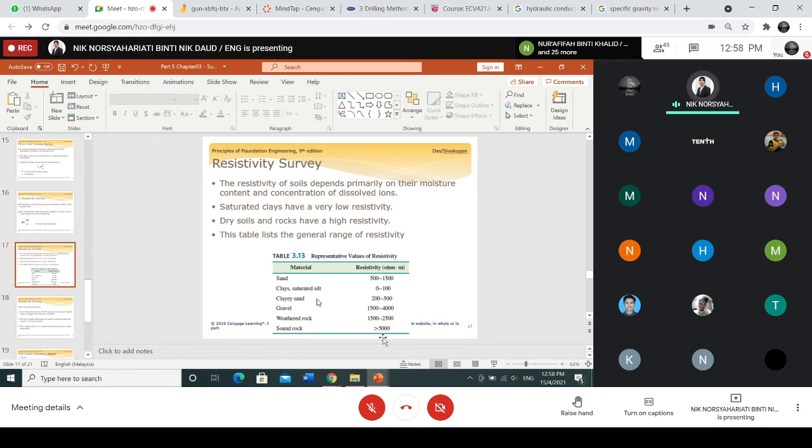What is sound rock anyway? Have you heard anywhere about this particular material, sound rock?